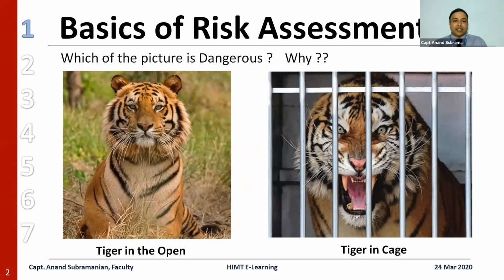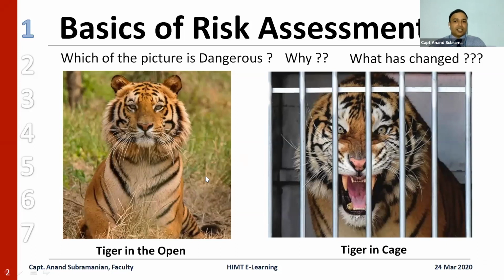The reason being, the tiger in the open can come and catch us. Whereas the same tiger sitting inside a cage, it's snarling at me, but we're not afraid of it. We're not worried about it. The reason is that we know for sure that the cage is going to hold it. That means the tiger is not going to be coming out. I can be standing even 1 meter away from this cage, if not closer, but nothing would happen to me. But I won't even venture within about 500 meters of this tiger which is in the open.